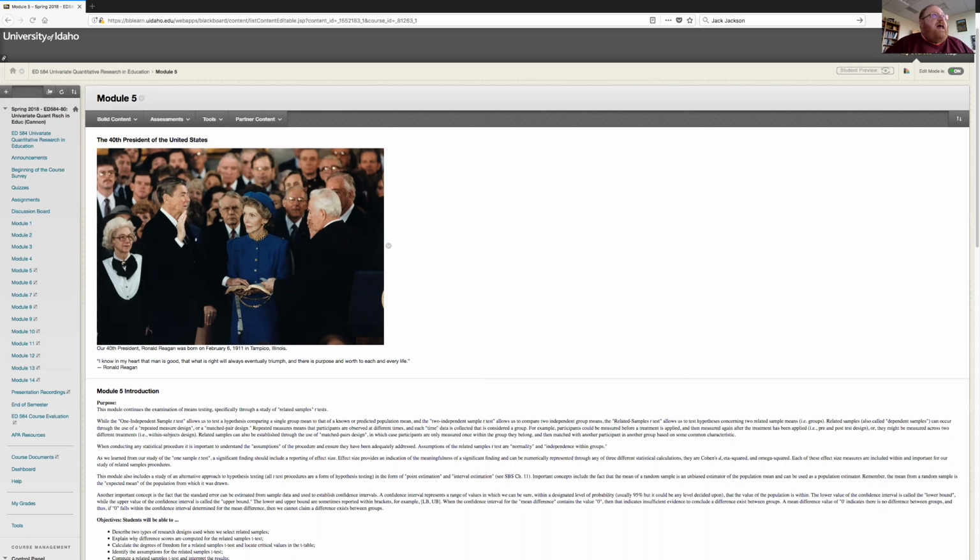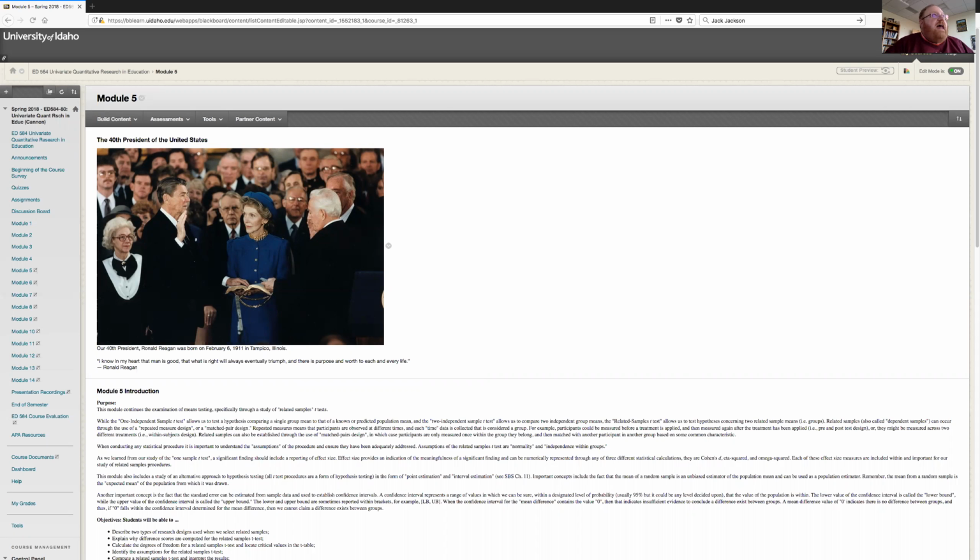Another important concept is the fact that the standard error can be estimated from sample data and used to establish confidence intervals. A confidence interval represents a range of values in which we can be sure, within a designated level of probability, usually 95%, but it could be any level decided upon, that the value of the population is within. The lower value of the confidence interval is called the lower bound, while the upper value is called, believe it or not, upper bound.